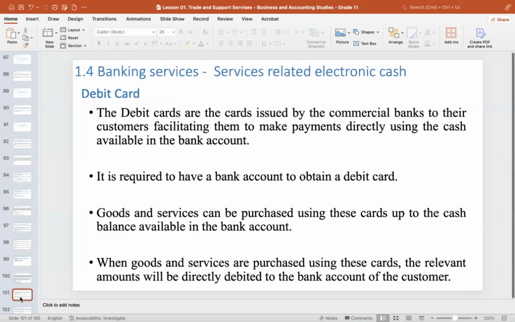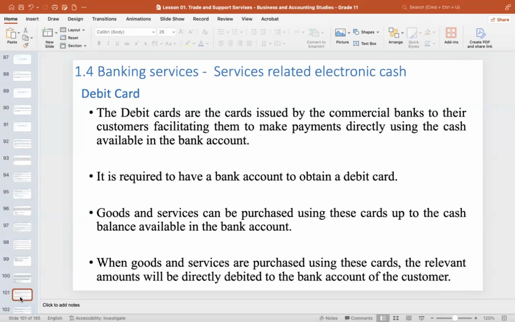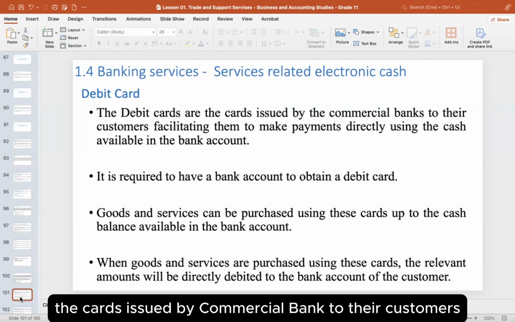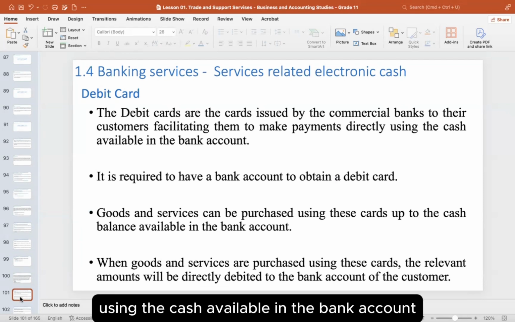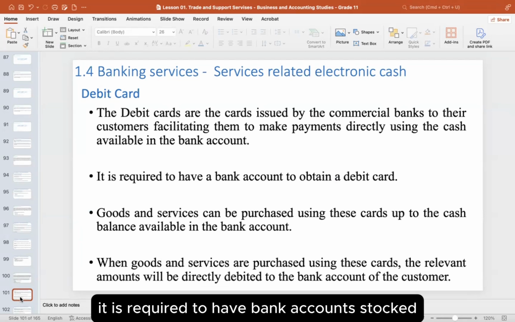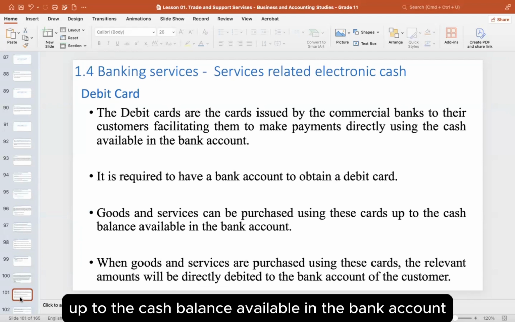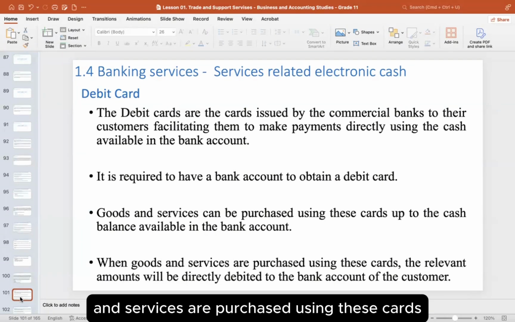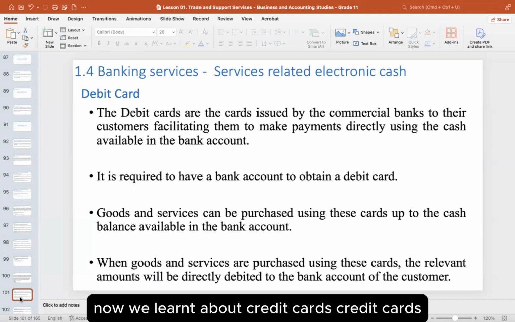Okay, we learned about credit cards, and now we are going to learn about debit cards. Debit cards are the cards issued by commercial banks to their customers, facilitating them to make payments directly using the cash available in the bank account. It is required to have a bank account to obtain a debit card. Goods and services can be purchased using this card up to the cash balance available in the bank account. And when goods and services are purchased using these cards, the relevant amount will be directly debited to the bank account of the customer.